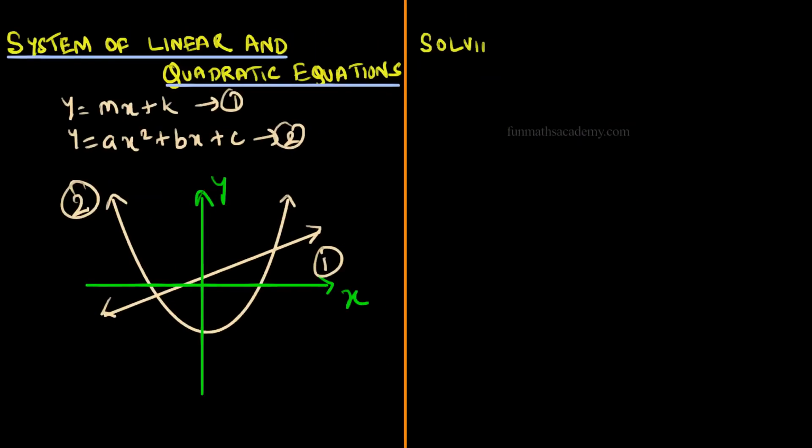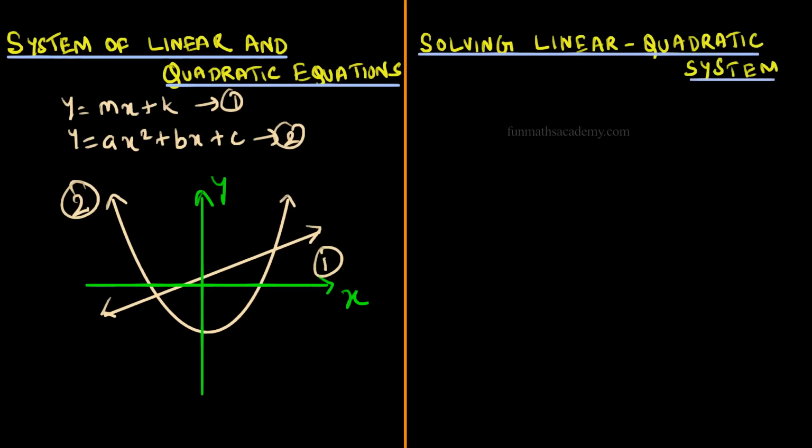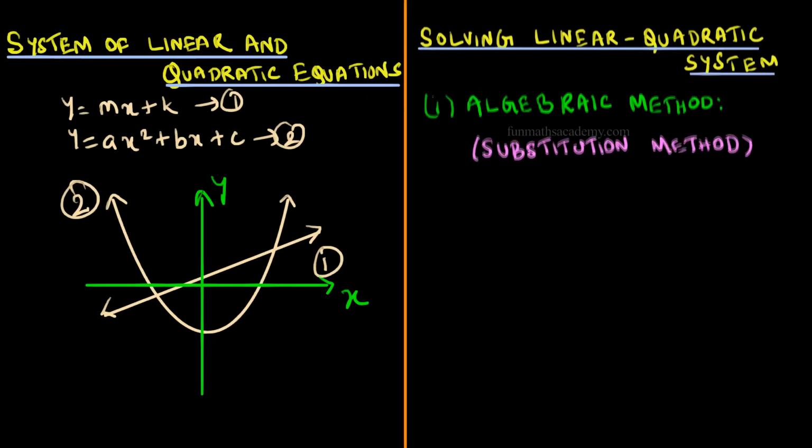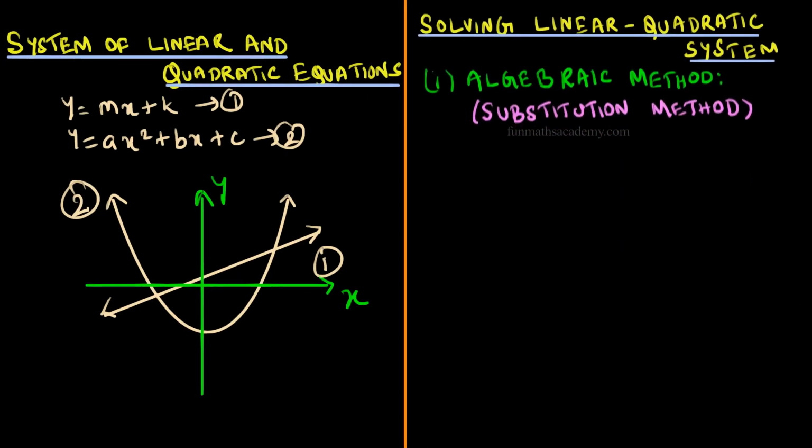Now, there are two ways to solve a system of linear and quadratic equations. Number 1 is the algebraic method and number 2 is the graphical method. For simultaneous linear equations, we can use the substitution method to solve them, right? In the same way, we can use the substitution method to solve simultaneous linear and quadratic equations. So let us now see how to solve simultaneous equations using the substitution method.